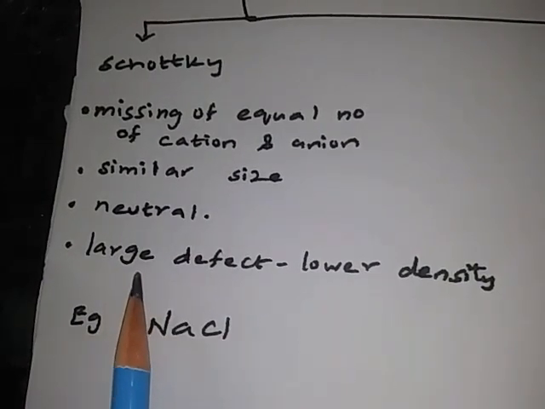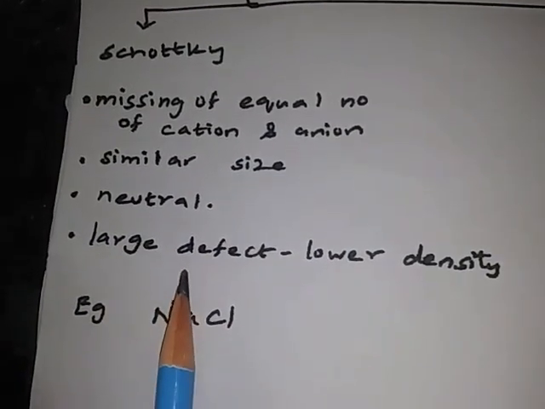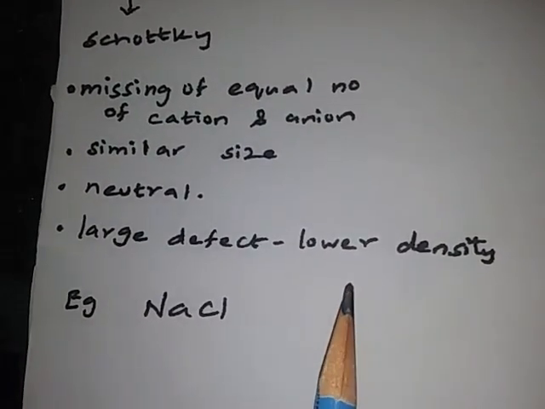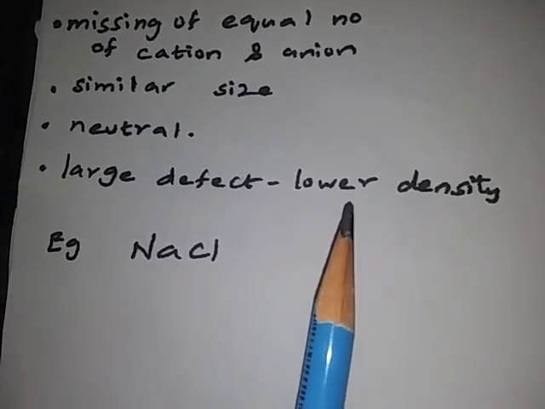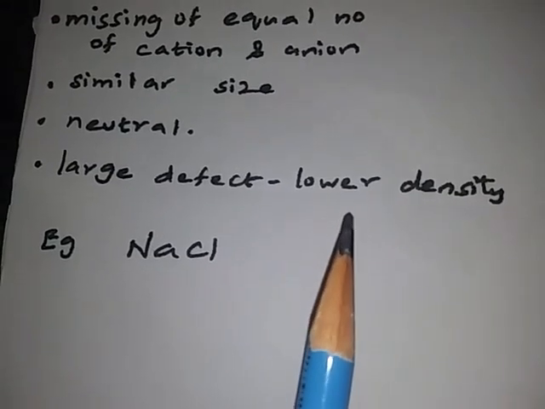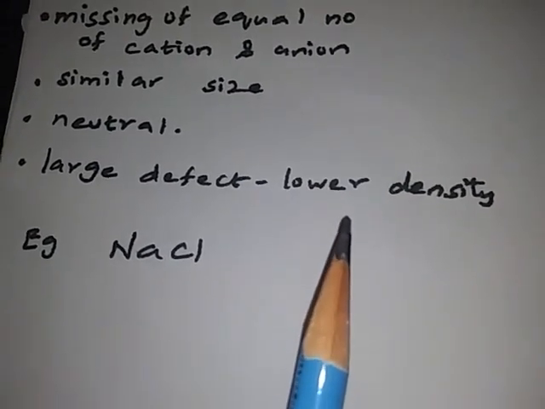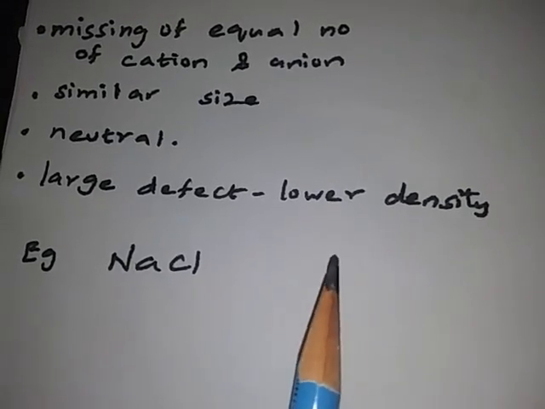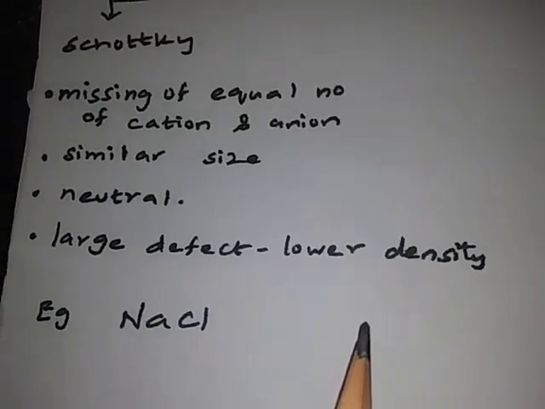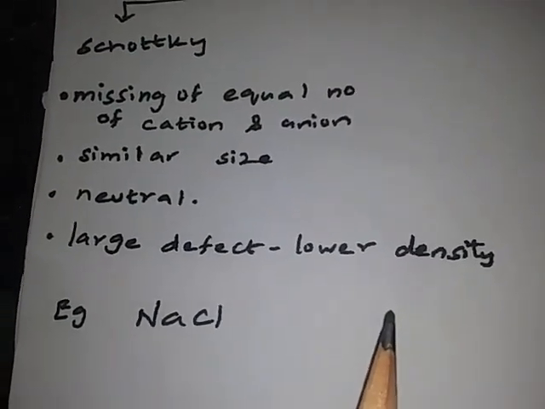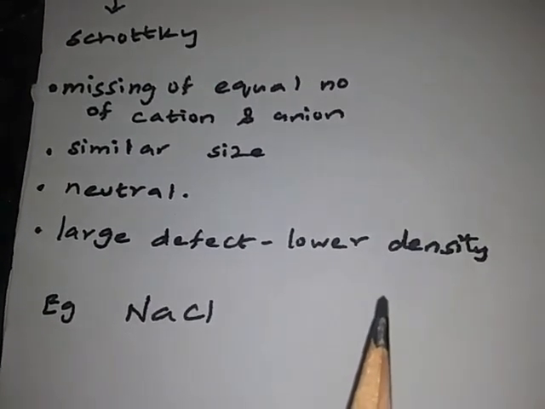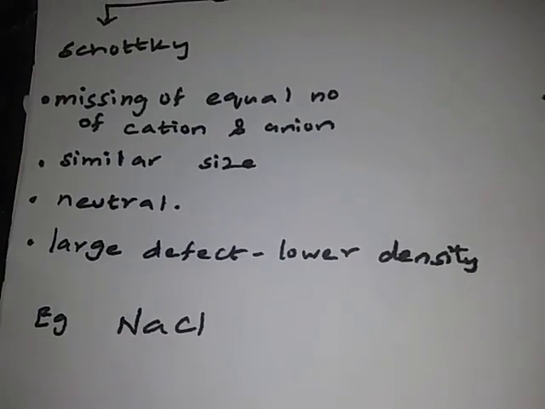And if a large number of defects is present, it may lower the density of the crystal. For example, in vanadium monoxide, the density is calculated to be 6.5 gram per centimeter cube, but the actual experimental density value is 5.6 gram per centimeter cube. Here there is 14% Schottky defect in this vanadium monoxide crystal. The presence of this defect in the crystal provides a simple way by which atoms or ions can move within the crystal lattice.